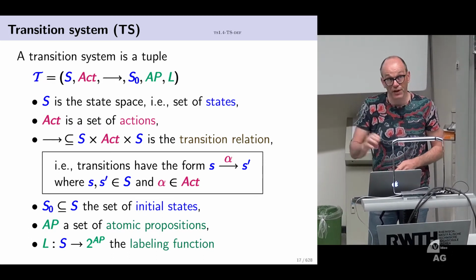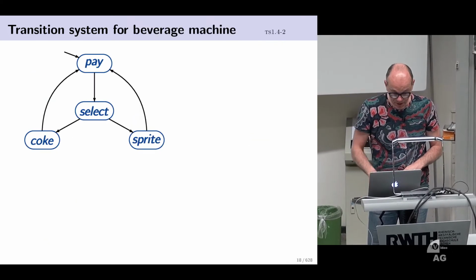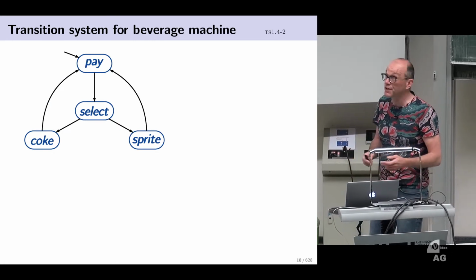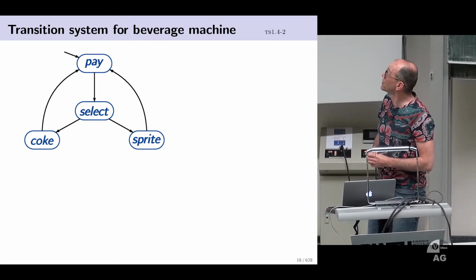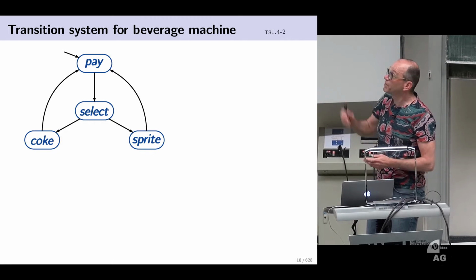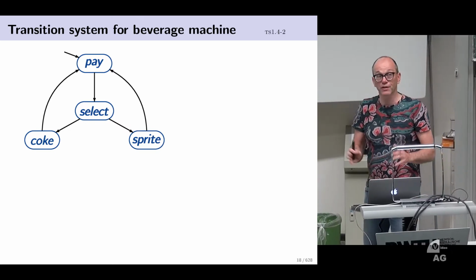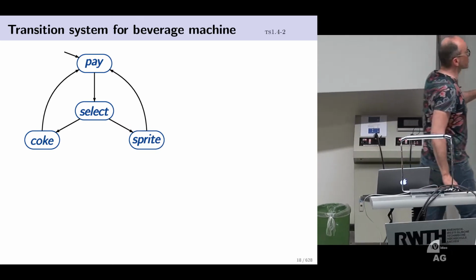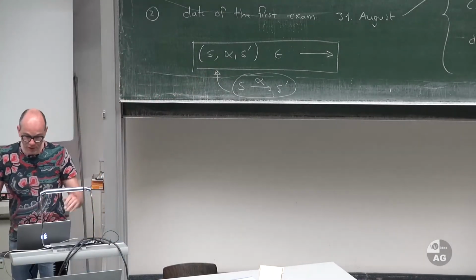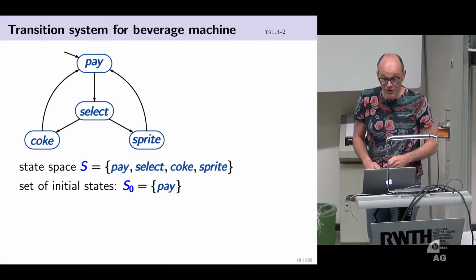Good. We will see several examples during the lecture of these kinds of transition systems. So here is a very simple transition system for a beverage machine. It has 4 states: P, Select, Coke, and Sprite, with the transition relation indicated by the arrows. So there is a transition from P to Select. And for simplicity, I omitted these actions alpha. They don't play any role for this example, so let's not bother about them too much. So this is the state space.